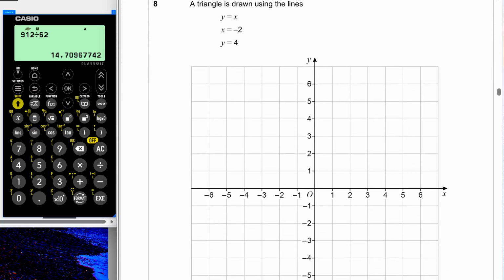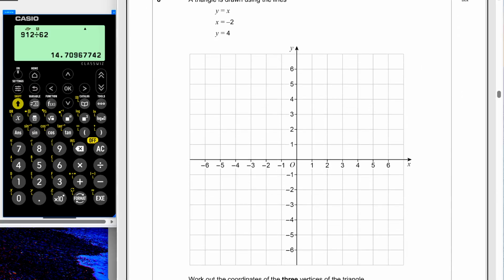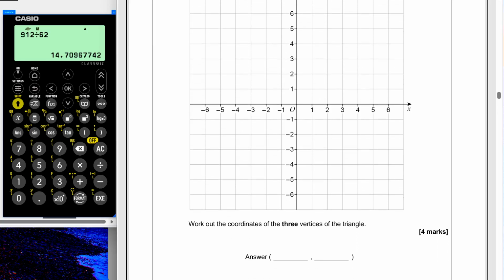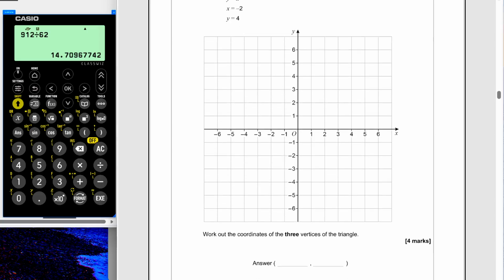Okay, question 8. A triangle is drawn using the lines y is equal to x, x is equal to -2, and y is equal to 4. Work out the coordinates of the 3 vertices of the triangle. So this was on the crossover, so this is on the foundation tier as well. For the foundation tier, I would definitely recommend drawing the 3 lines. For the higher tier, I reckon you can get away without drawing the lines.